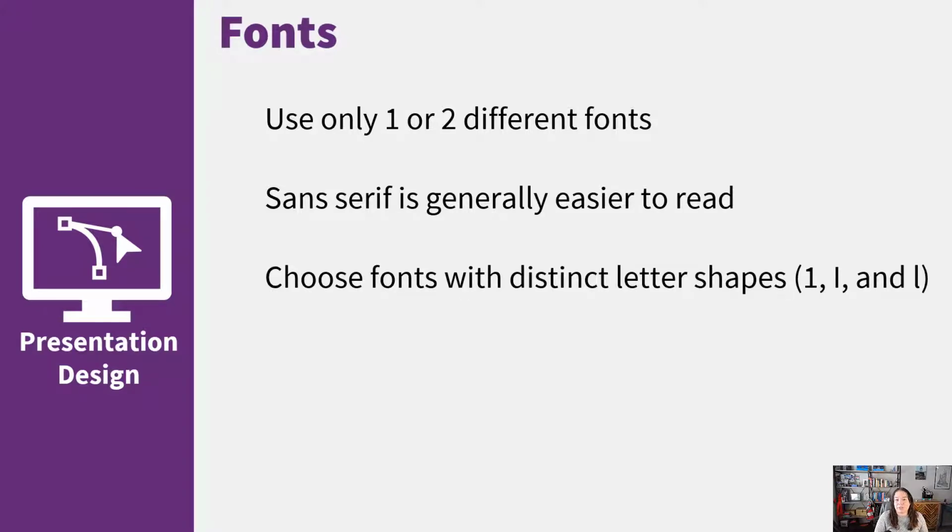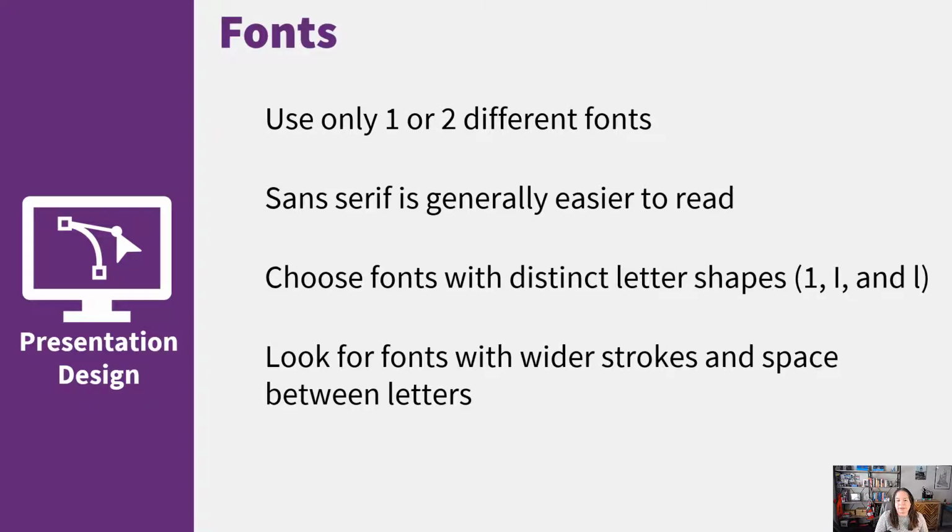We want to try to choose fonts that use distinct letter shapes for similar letters. For instance, the number 1, an uppercase I, and a lowercase l. Do those all look like the same letter in the font that you'd like to use, or do they look distinct? In this font, we can see that they actually do look different. The 1 has a cap at the top and a base at the bottom. The uppercase I has just a straight line, and the lowercase l has a small tail that curves at the end.